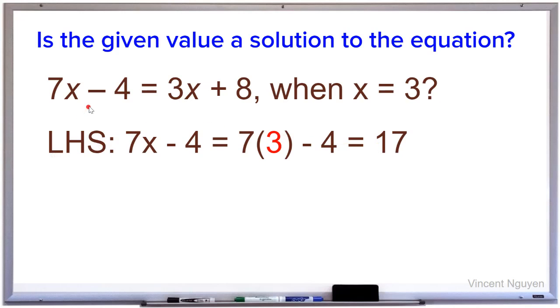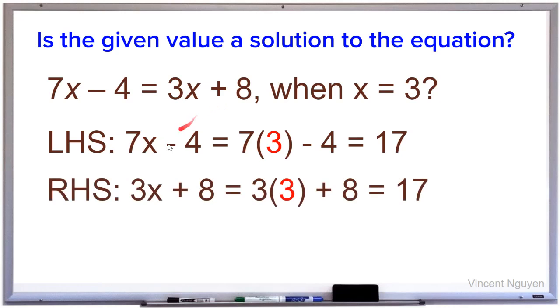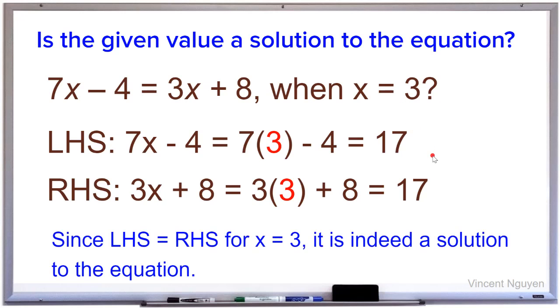It's equal to 17. We want to also check the right-hand side. We're going to check the right-hand side in the same way we checked the left-hand side. We substitute 3 in here, so 3 times 3 is 9, and then plus 8. Well, 9 plus 8 is 17. Now we know the left-hand side is equal to the right-hand side, which means this equation is true when x is 3. So therefore, 3 has to be the solution.